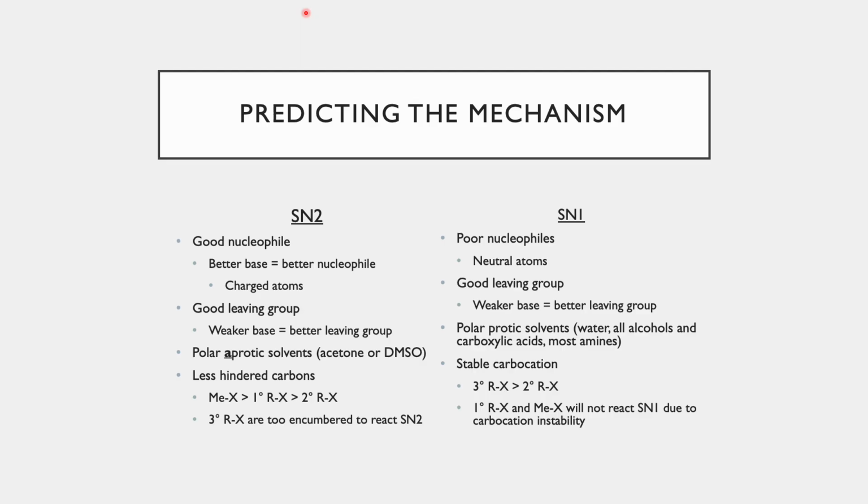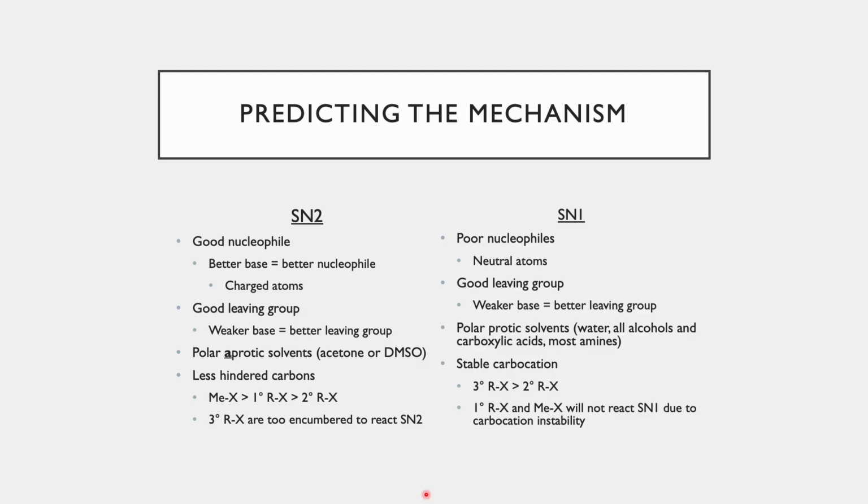When we want to predict which substitution mechanism a reaction will follow, we need to consider both the structure of the alkyl halide and the reaction conditions. SN2 reactions, again, are the one-step mechanisms where the nucleophile attacks the electrophilic carbon from the opposite side of the leaving group at the same time that the leaving group departs. So bond breaking and bond forming happen simultaneously in those SN2 reactions. Reactions that favor this mechanism require good nucleophiles, and we can recall that a good nucleophile is a good base, and that is primarily seen with these charged atoms.